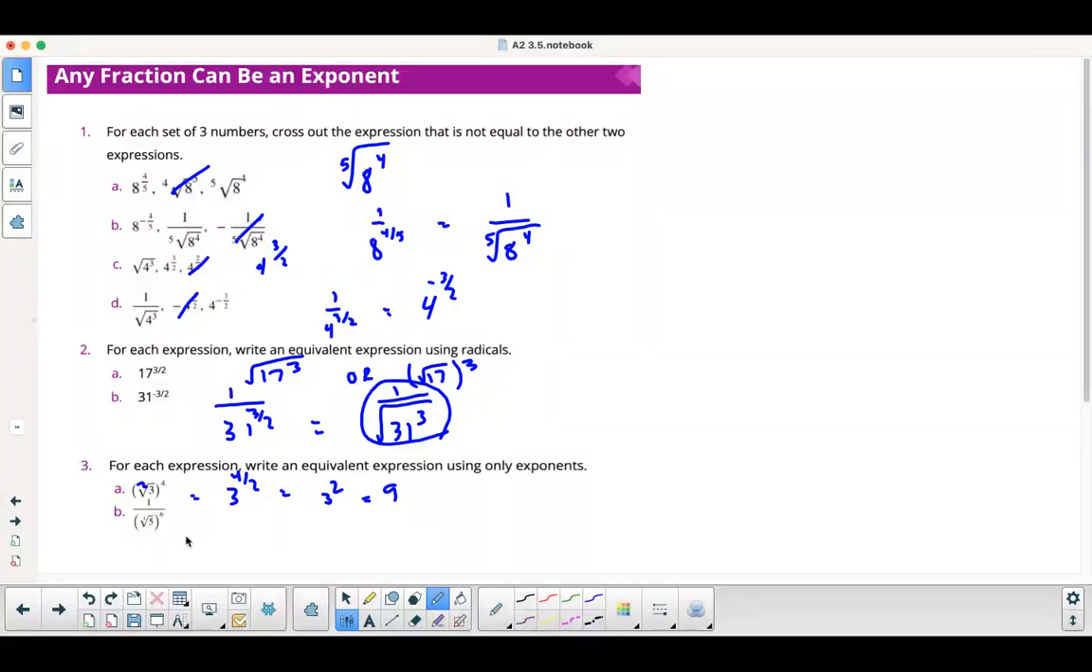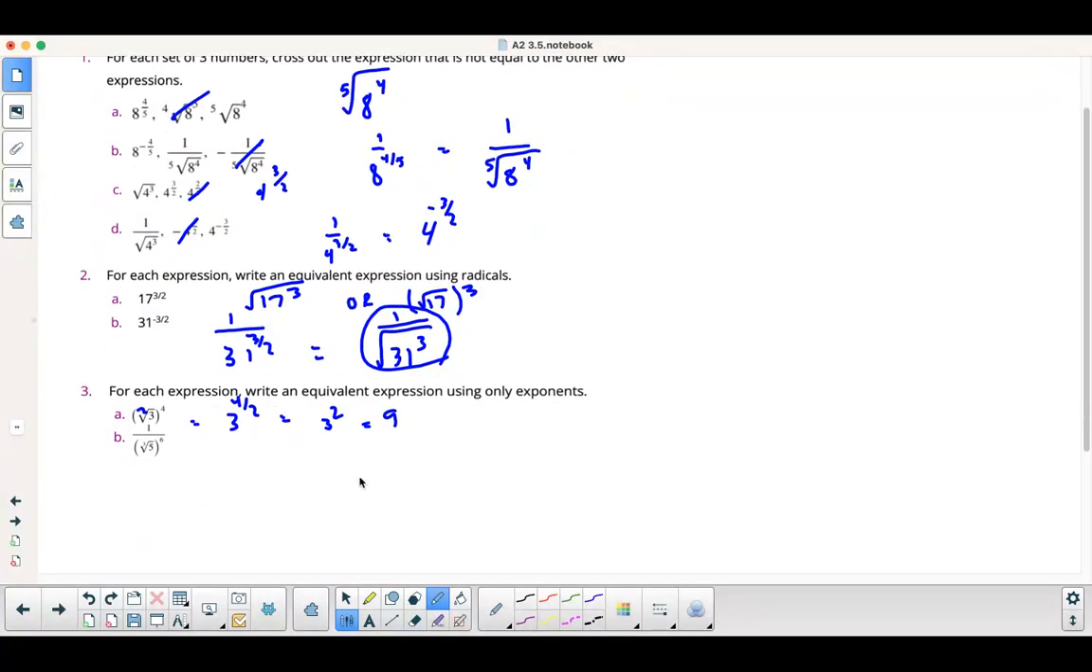If I go to this last one for 3b, 1 over 5 to the 6th power over the cubed root, 1 over 5 squared, that would be fine. Or you could just make it 1 over 25. But the key is to be able to do this without a calculator. Okay.